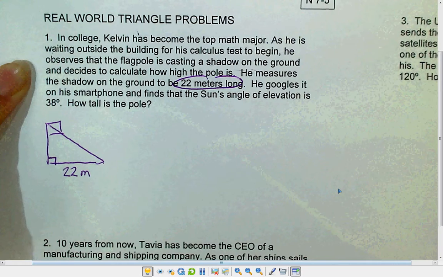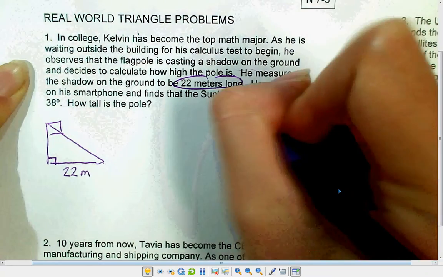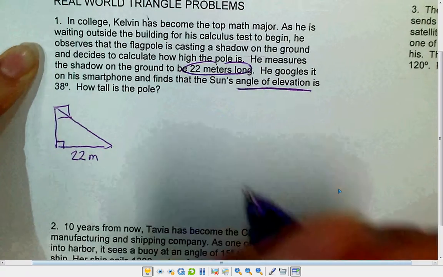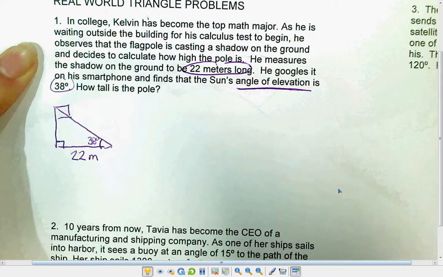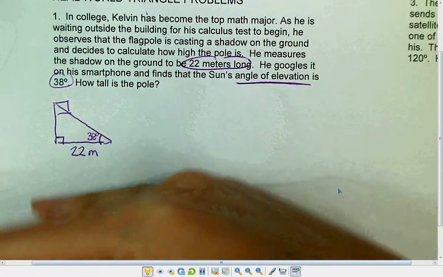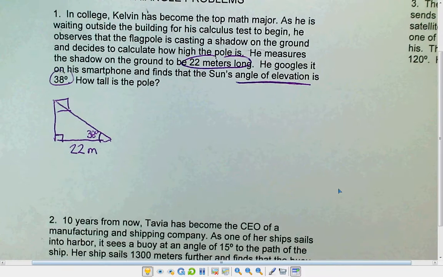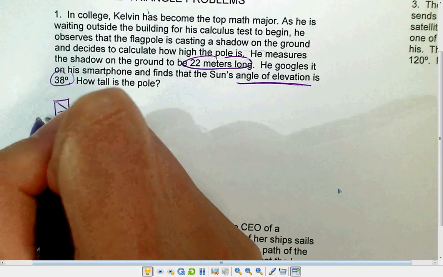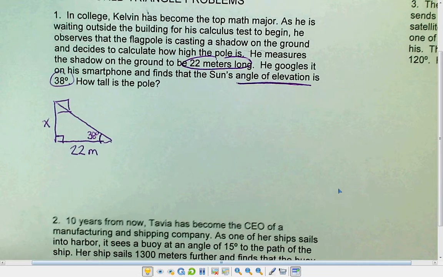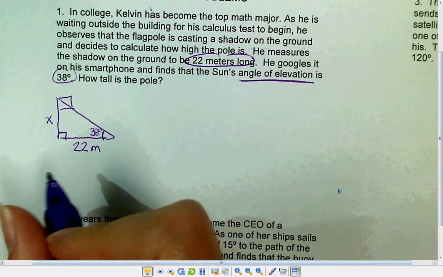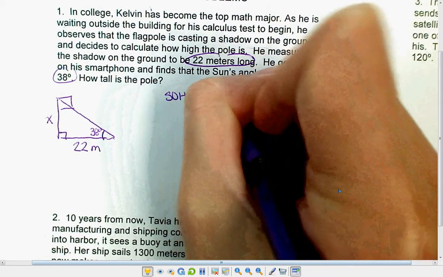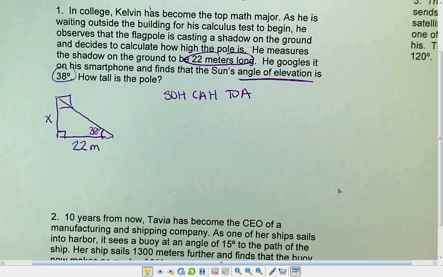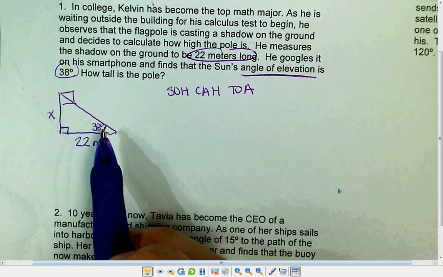He Googles it on his smartphone, finds that the sun's angle of elevation is 38 degrees. So angle of elevation is this angle down here. It's how much it's elevated from the ground. And we're looking for how tall the pole is, which is its height. So this is our unknown, our x value that we're solving for. So because this is a right triangle, we can use SOHCAHTOA to solve for x.